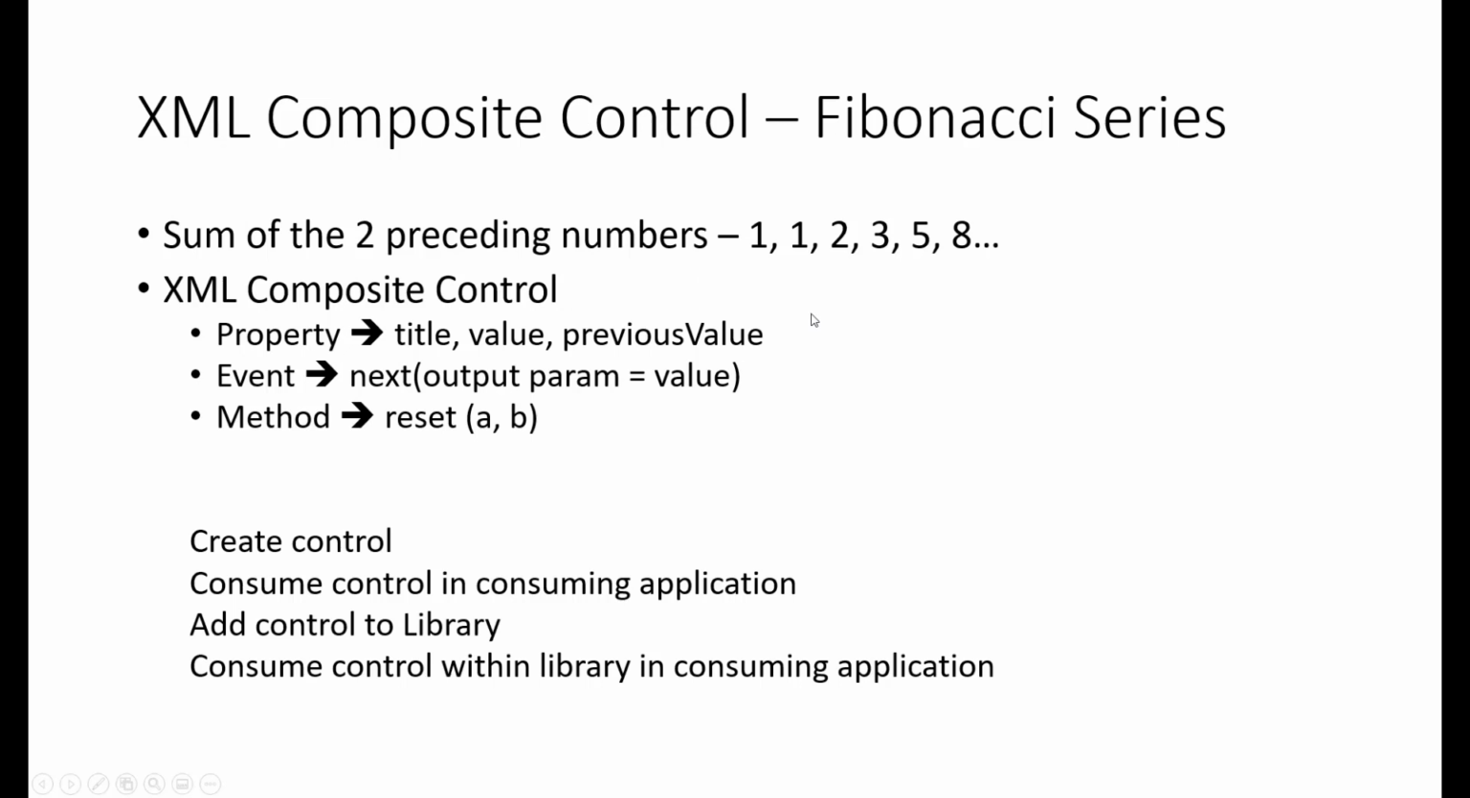Again, quick reminder of what we are going to do. We are going to create this Fibonacci series. This composite control has 3 properties: title, value, and previous value. It has an event which will give the next value, so 2 in this case. And it also has a method called reset, which can take A and B and reset these values. So let's get started.